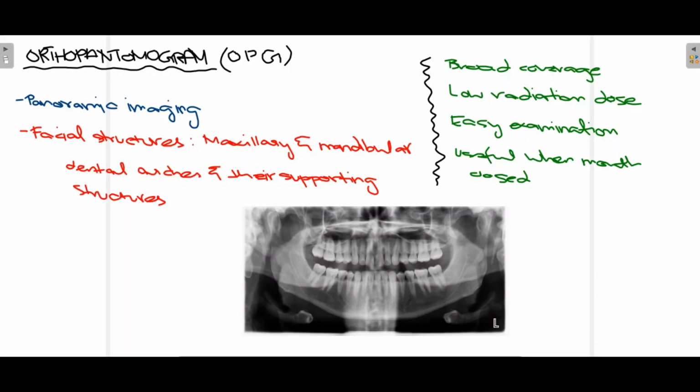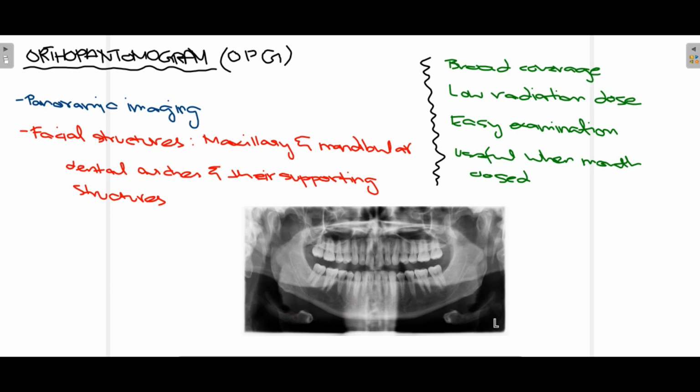Now firstly, talking about some basic facts about the orthopantomogram, also known as OPG, it generates a panoramic image. You can see in this picture the entire structure surrounding the maxillary and mandibular dental arches along with the supporting structures are visible in this OPG image. You can see this is your mandible, the maxilla, the maxillary teeth, mandibular teeth, and all of the adjacent structures are visible in an OPG.